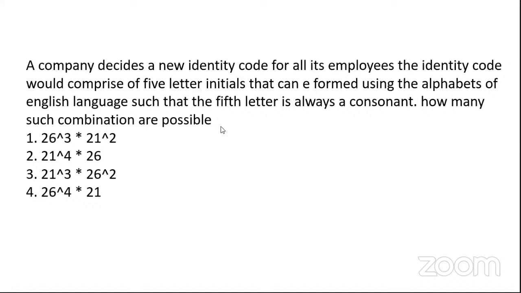So many students have given your option as D, fourth option. So super excellent. That's correct. So a company decides a new identity code for all its employees. This identity code would comprise of 5 letters. Okay. So we should have only 5 letters in this identity code. This is a condition that can be formed using alphabets of English language, such that fifth letter is always a consonant. This is a very important point.